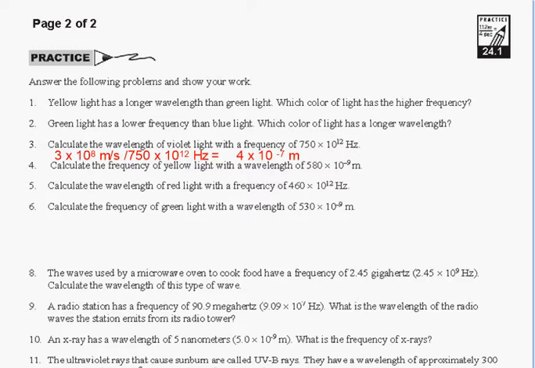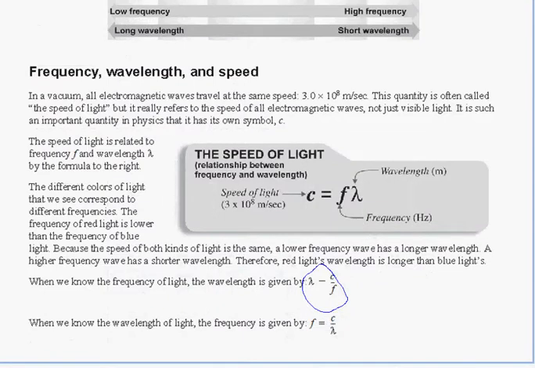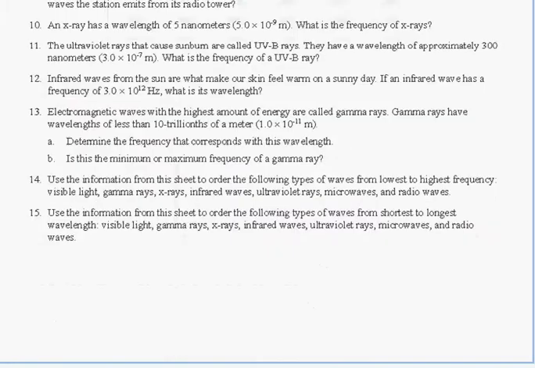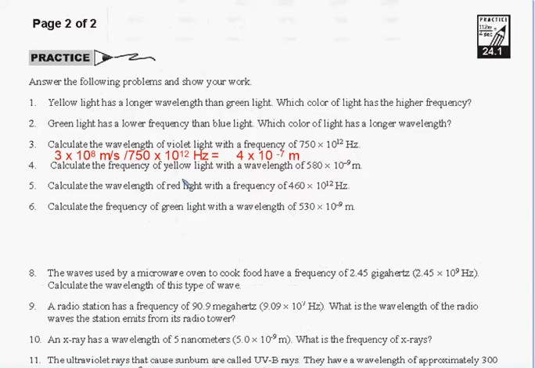Number 4, we want to know the frequency of yellow light with a wavelength of 580 times 10 to the negative 9 meters. So I'm going to find my equation on the previous page. And here it is. Frequency is the speed of light divided by the wavelength. All right, so my wavelength here is 580 times 10 to the negative 9 meters. So I'm going to take the speed of light divided by 580 times 10 to the negative 9 meters. And that gives me 5.12 times 10 to the 14 hertz. It's a very high frequency.